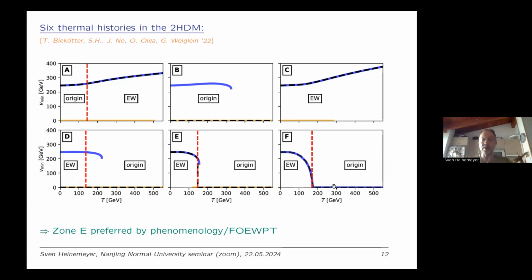And then there are other thermal histories. I will not go into details here. These are maybe the most relevant ones, and only zone E is the viable one where we have the strong first order electroweak phase transition. So zone E is preferred by phenomenology.